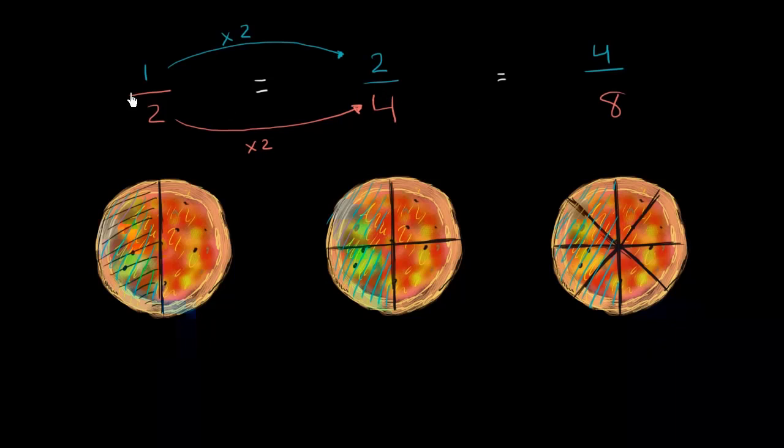And you see that over here. Going from 4 slices to 8 slices, I turned every slice into 2 more slices. So I had twice as many slices. And then if I want to eat the same amount, I have to eat twice as many pieces. So all of these, 1/2, 2/4, 4/8, and I could keep going. I could do 8/16, I could do 16/32. All of these would be equivalent fractions.